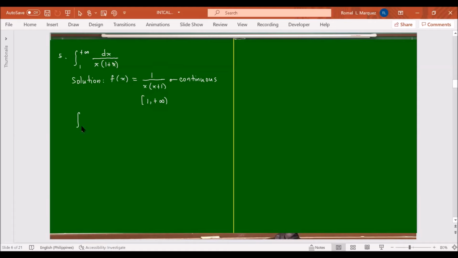We have the integral from 1 to positive infinity of dx over x times x plus 1, and that is equal to the limit as b approaches positive infinity of the integral from 1 to b of dx over x times x plus 1. We can evaluate this using integration by partial fractions.